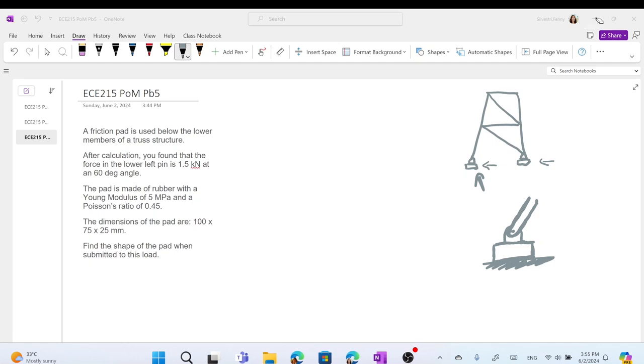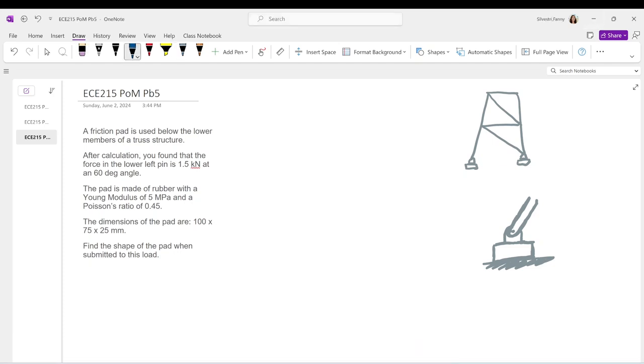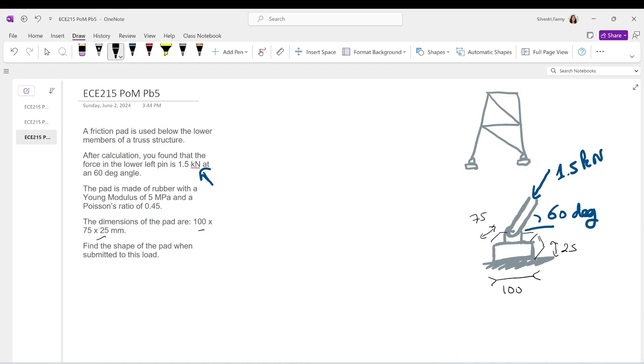Okay, and this is some information that we know. We found the forces inside. We know that the force on the lower left pin, this one, is 1.5 kilonewton. We also know that the angle there is 60 degrees. And we have also the dimensions of the pads. This pad is 100 by 75 by 25. Let me give you the dimensions like this: 125, and in the other direction, 75. This is the dimension that we have.